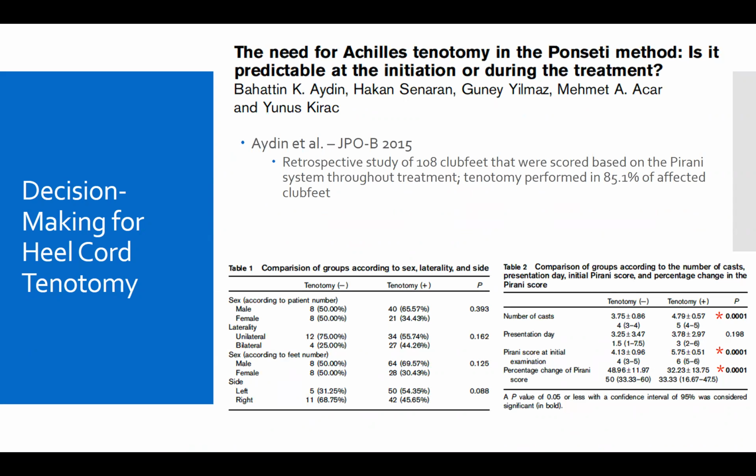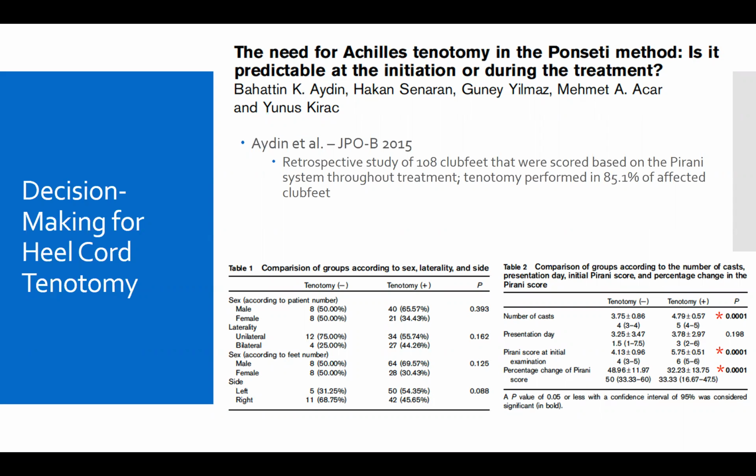The second study here was actually done in 2015 and published in JPOB by Dr. Cadence's group. It actually expanded on the results of the first study we just talked about. This was a retrospective study of 108 feet in 74 patients, so a higher number of people that they studied in this research. And in this one, they scored the children based on the Pirani classification system and looked at their scores throughout treatment. And tenotomy was actually performed in about 85.1% of children, again looking at the kids who weren't able to dorsiflex their ankle to above 15 degrees above neutral.